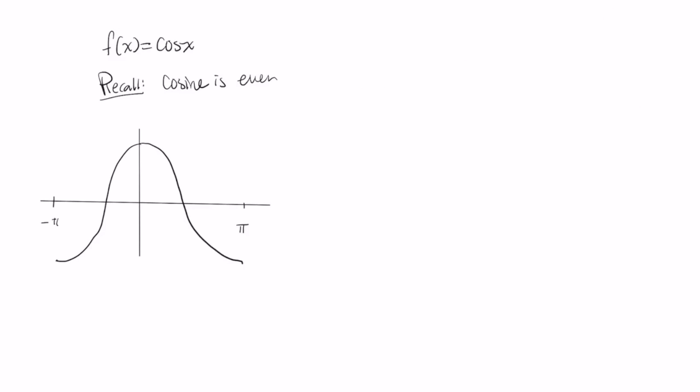So there's the graph of f of x equals cosine of x from negative pi to pi. I think I only asked you to sketch it from negative pi over 2 to pi over 2, so let's label that. Here's negative pi over 2. Here's positive pi over 2.